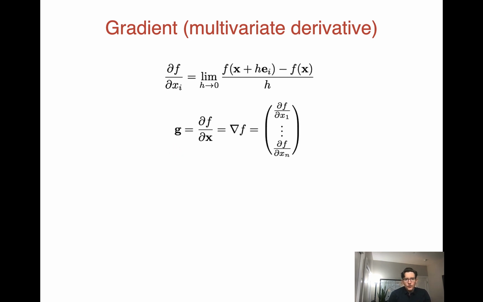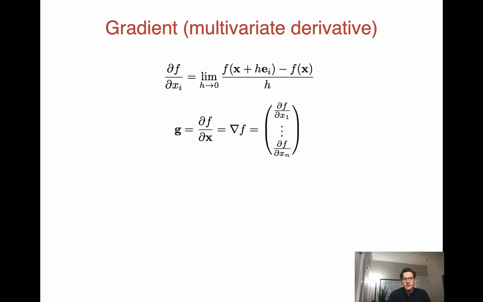The full gradient of a function we write like this. G here is a vector now, and it's the vector of partial derivatives. So this g we call the gradient of this multivariate function f, as opposed to the individual partial derivatives. And that's just a vector of df with respect to x1 all the way up to df with respect to xn. That is just the vector of partial derivatives.